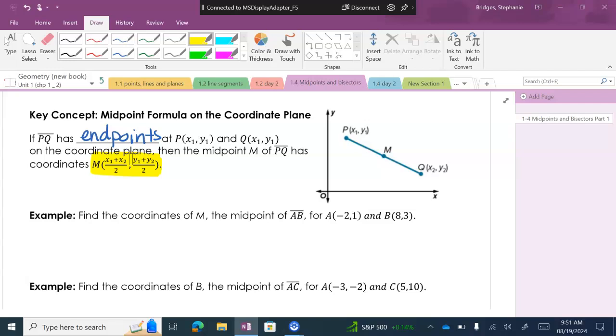But we don't just have x values, we also have y values. So I'm going to do the same thing with the y's. I'm going to add my y1 and my y2, and I'm going to divide that by 2. That would give me the y value. So you're technically doing the same thing, but also slightly different because it's a coordinate plane with an ordered pair x and y instead of just points.